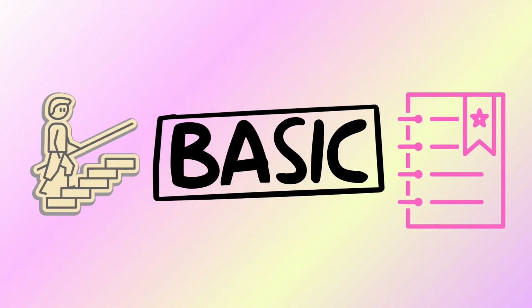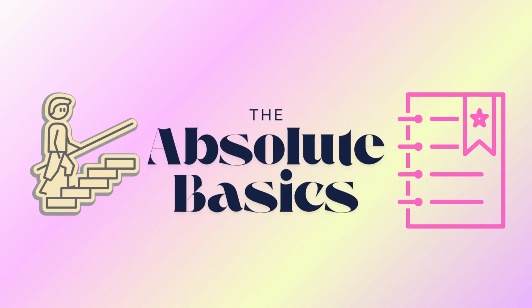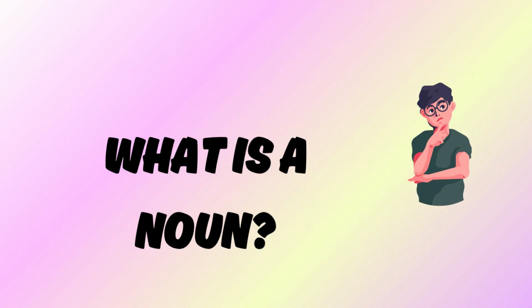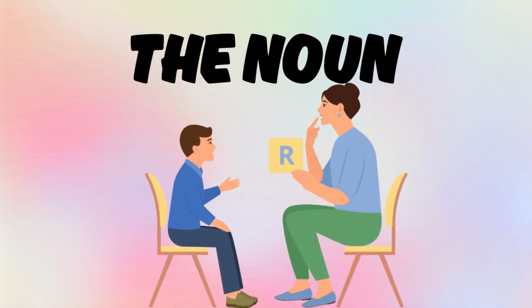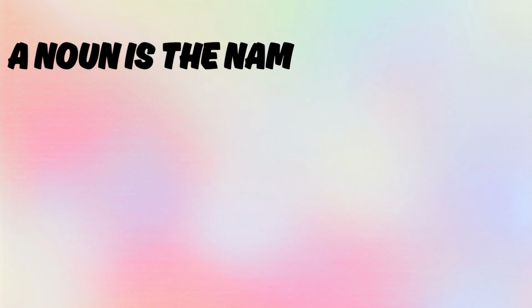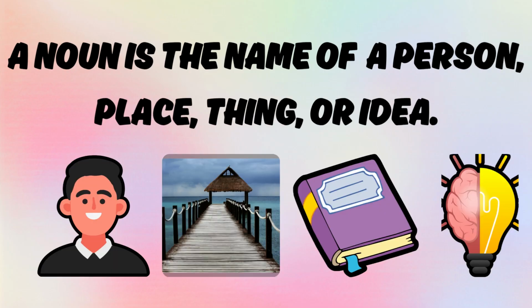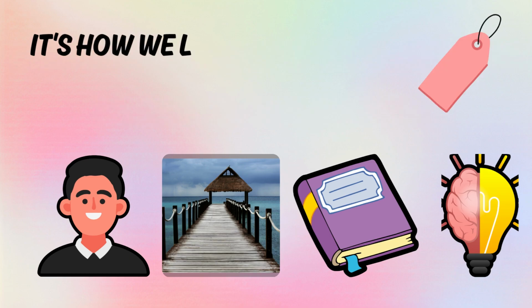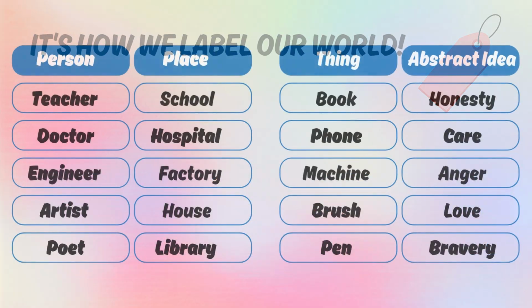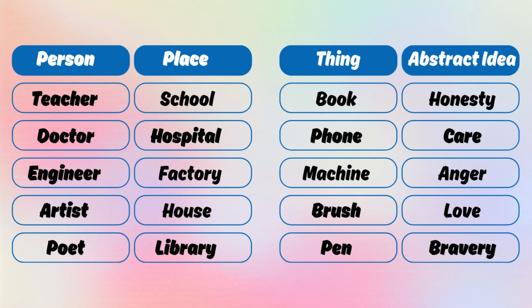Let's start with the basics now. By basics, I mean the absolute basics. What exactly is a noun? A noun is one of the 8 parts of speech in English, and it's one of the most essential. A noun is simply the name of a person, a place, a thing, or an idea. It's how we label our world. Without nouns, we couldn't name anything. So remember, whether it's your teacher, a doctor, a library, a book, a pen, or even an abstract idea like bravery or love, it's all a noun.